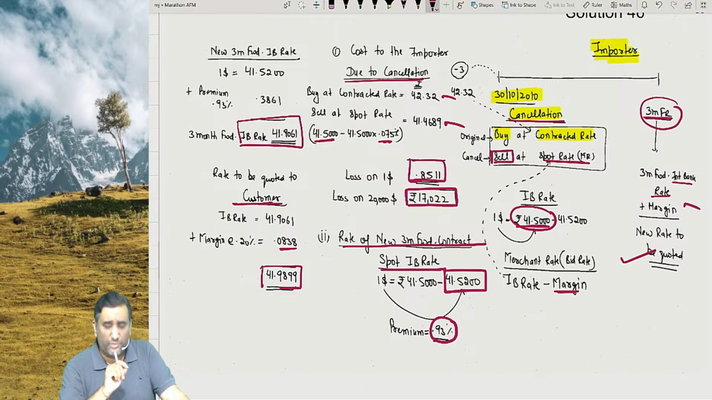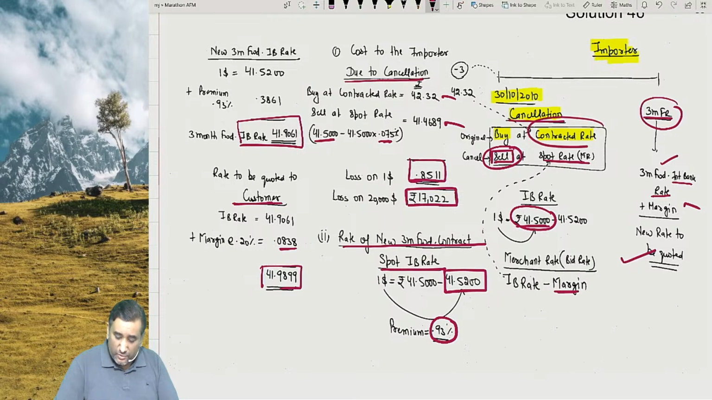When you are giving a new rate to the exporter, it's a plus margin only. But when you are cancelling, the importer is behaving as good as the exporter only. Cancelling, basically, you are trying to cancel out the contract. So how was this contracted rate determined? It was decided 3 months back.